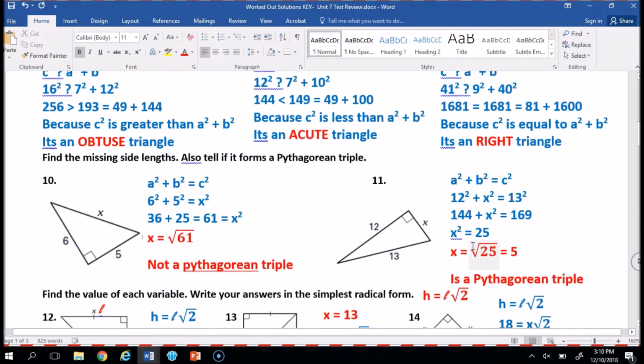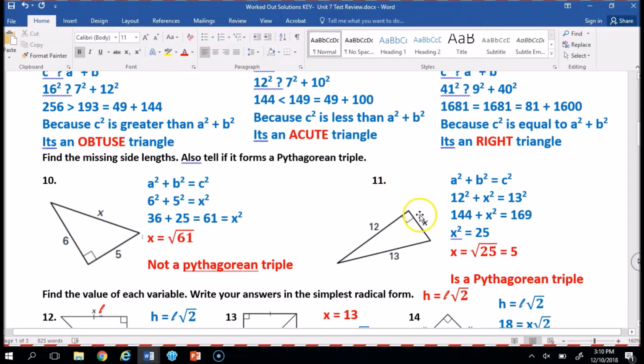The next set of problems says find the missing side lengths, and also tell if it forms a Pythagorean triple. So on this one, we're basically finding what is c. Our c is always the side that's opposite the right angle. So that means 6 and 5 would be a and b. So we square those two, and then we set them equal to x squared. 36 plus 25 is 61. 61 is a prime number, and so when we take the square root of 61 and the square root of x squared, we get that x is equal to the square root of 61, which is not a Pythagorean triple because it's not a whole number.